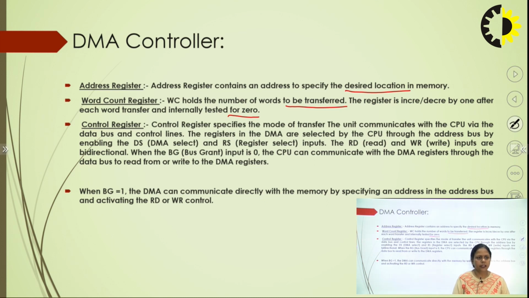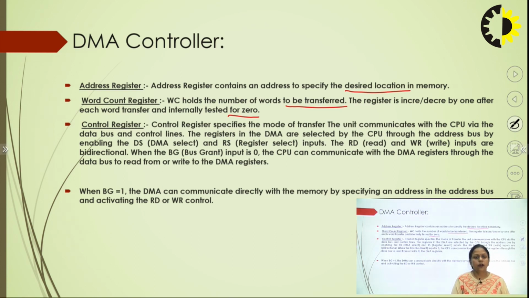It is read information or write information. The control register will have control information. Now, when the bus grant is equal to 1, the DMA can communicate directly with the memory by specifying an address in the address bus and activating the read and write control. So, to activate the read and write control, the value of bus grant should be 1.